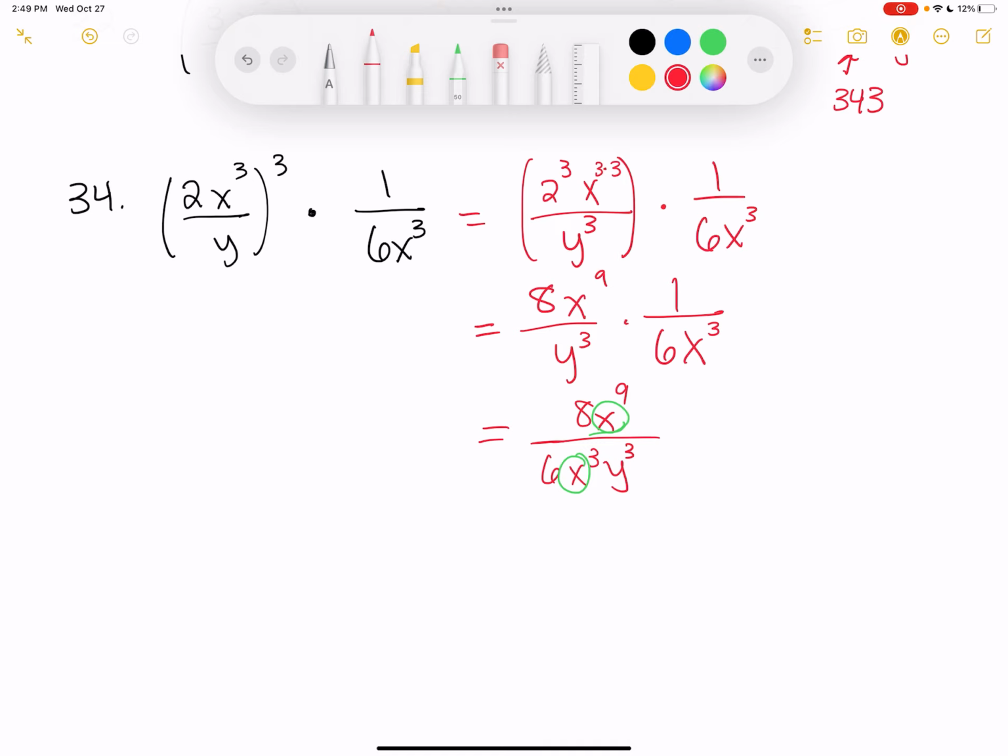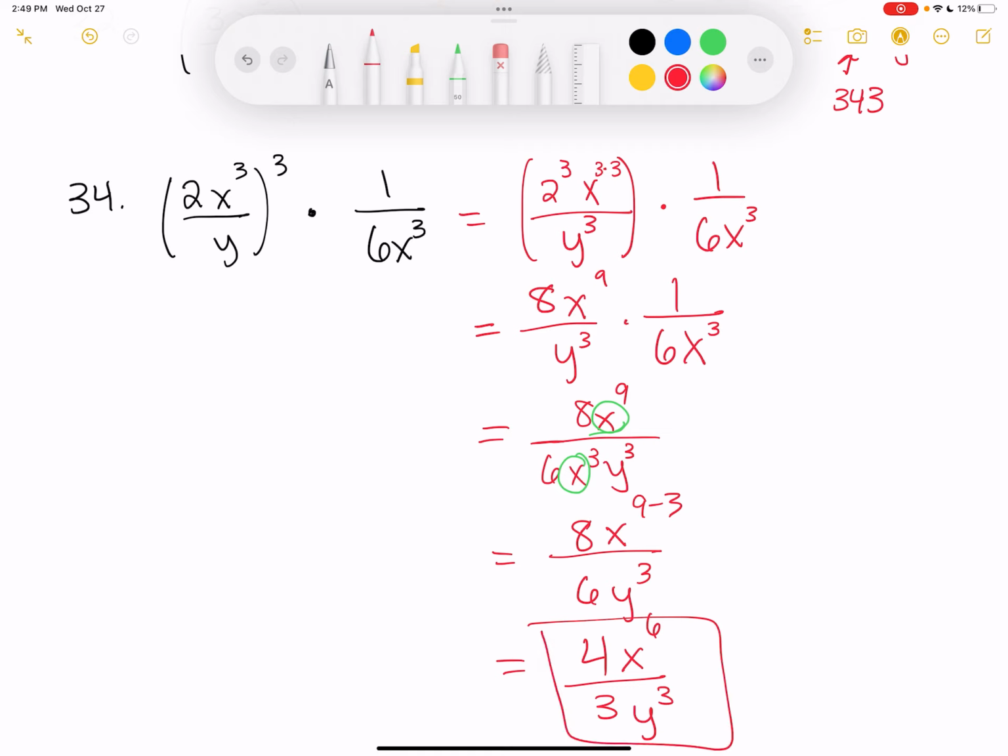Oh, you subtract the 9 and the 3. Okay. So 8x to the 9 minus 3 over 6y cubed. Okay, is there any way to reduce 8 and 6? Well, they're both even numbers, so what does that mean? Oh, you can divide them by 2. Okay, so I can take a 2 out of both, so 4x to the 6th over 3y cubed. Okay, so that's the answer for that one.